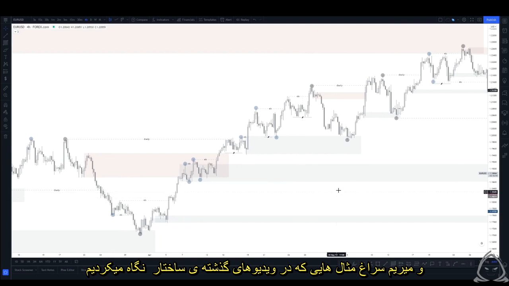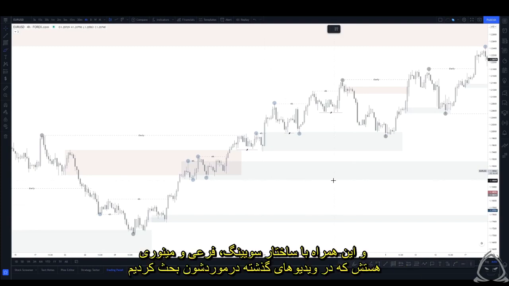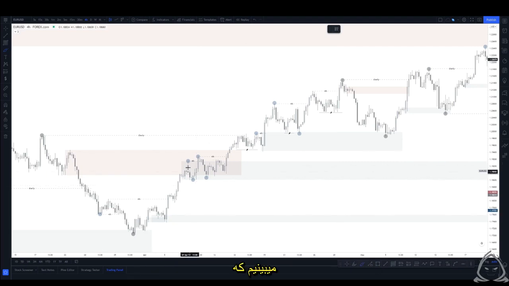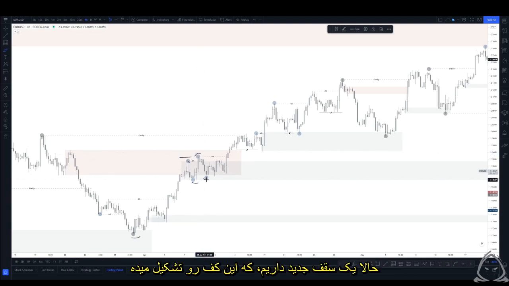And this will go into the examples that we were looking at in the previous structural videos, and this will also go in line with the swing, sub, and minor structure videos that we discussed in the previous videos. So as we can see, this high was not successful in taking out this low. Therefore, this low, once we start to get that change of character and switch to minor structure, was targeting this high. We now form a new high that creates this low that fails to take out that low. Therefore, this high right here is targeted.